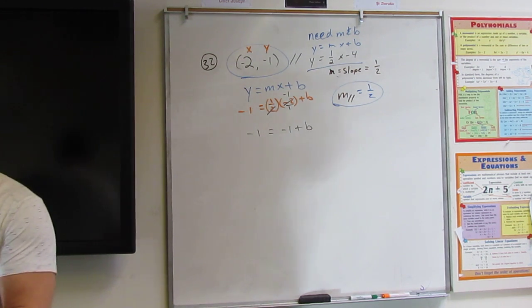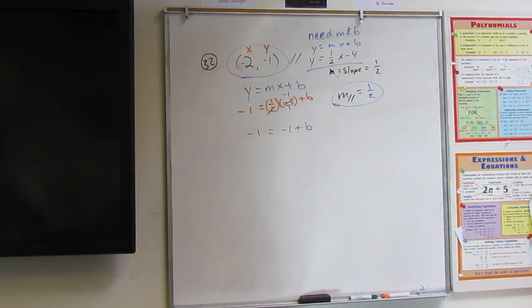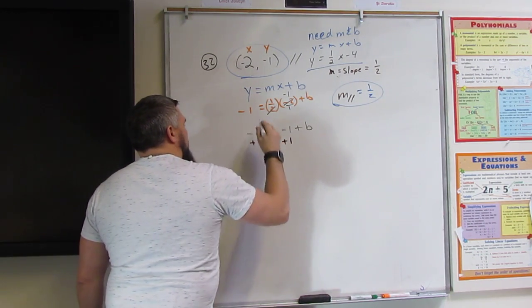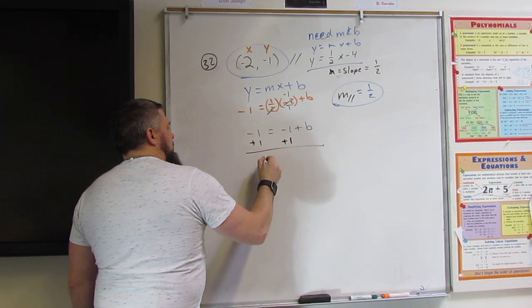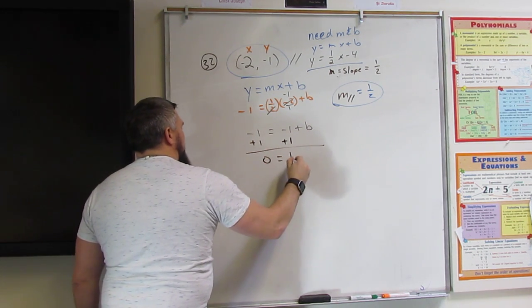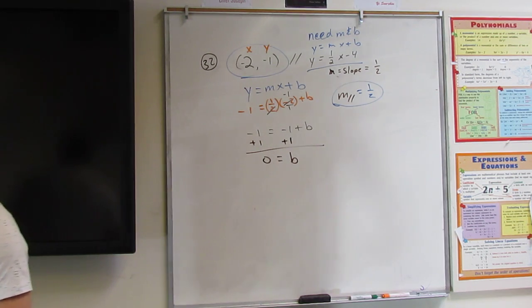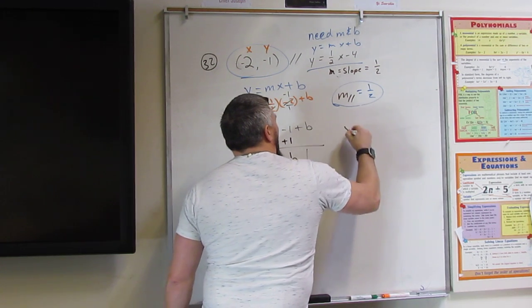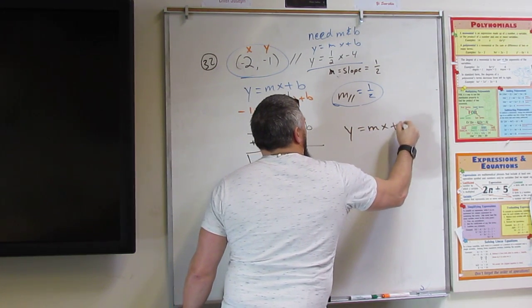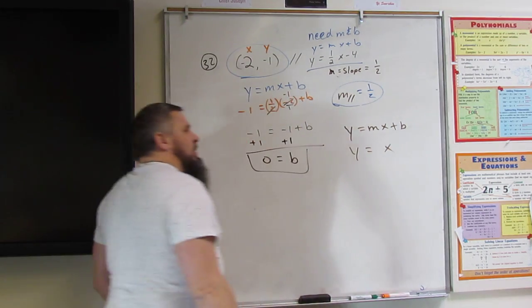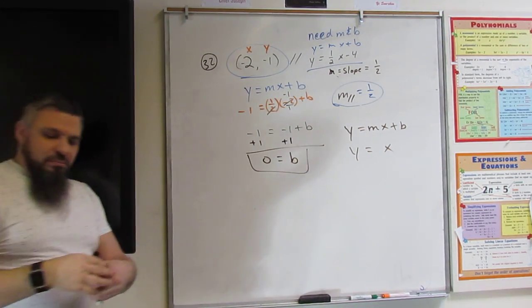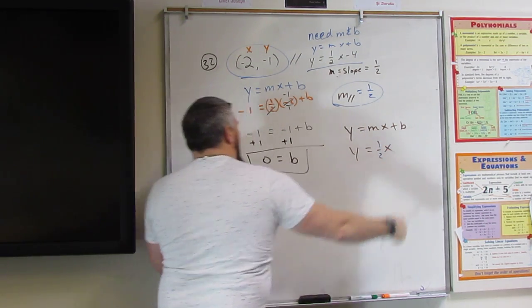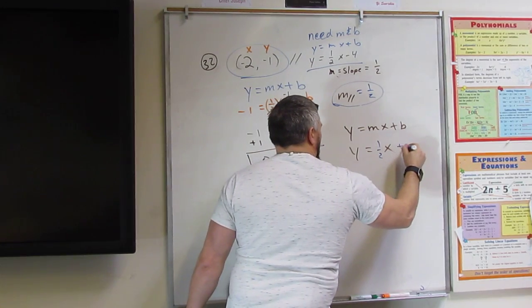Now how do I solve? Plus 1. So what do I get? 0 equals 0. So b equals 0. So I have b, I have m, and I know y equals mx plus b, so y equals 1/2 x. What's m? 1/2. What's b? 0.